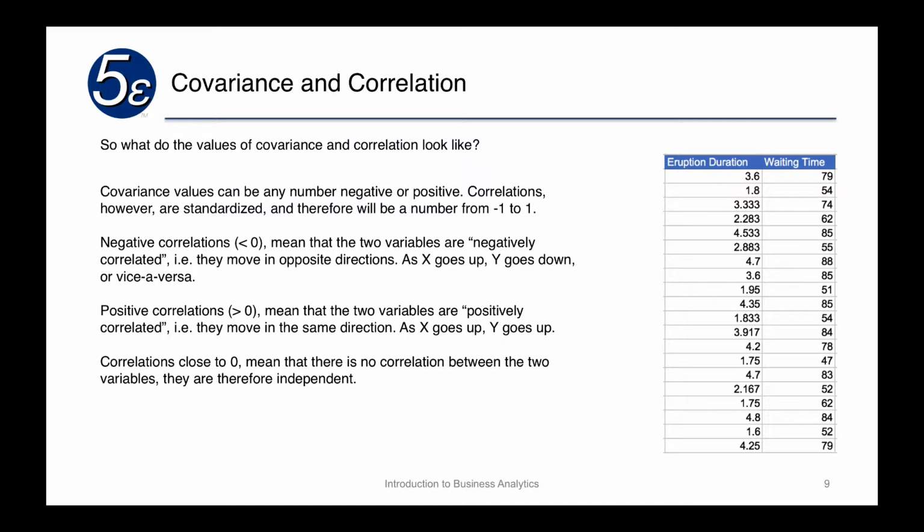Positive correlations are correlations that are greater than 0, and it means that the two variables are positively correlated. They move in the same direction. As x goes up, y goes up, and the reverse. Now, correlations that are close to 0 mean that there's no correlation between the two variables, and therefore we would consider those two variables independent of each other. There's no dependency one way or the other.